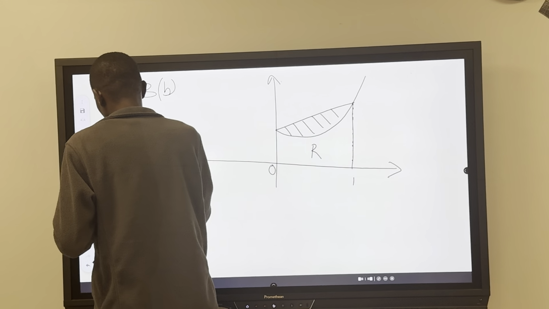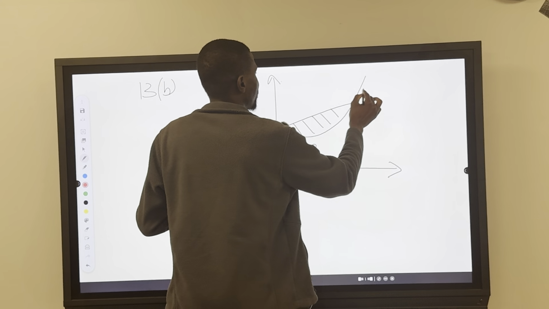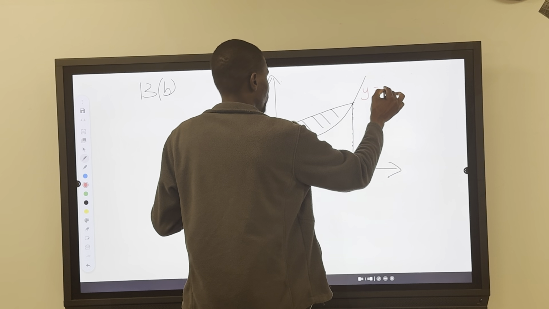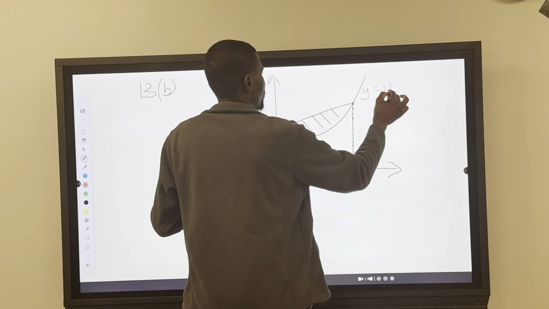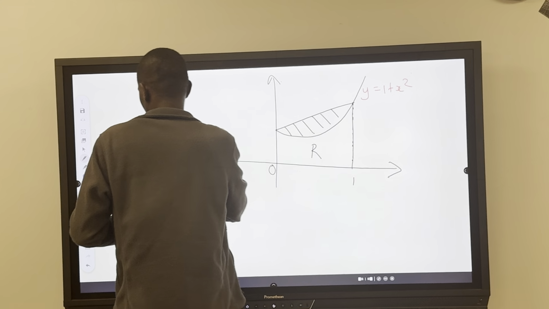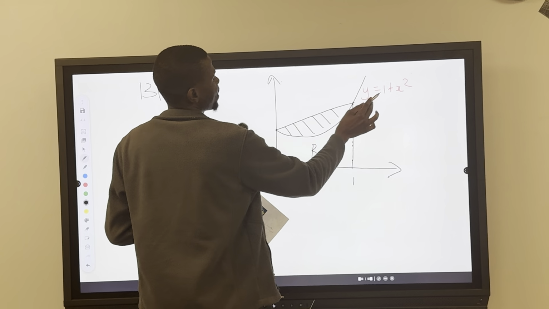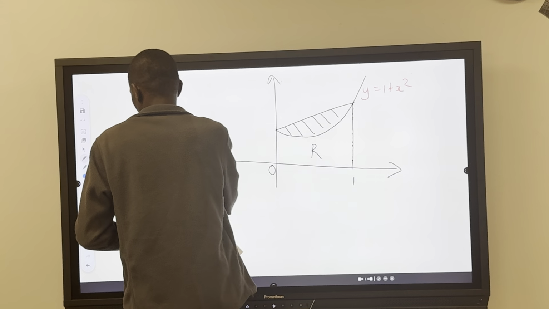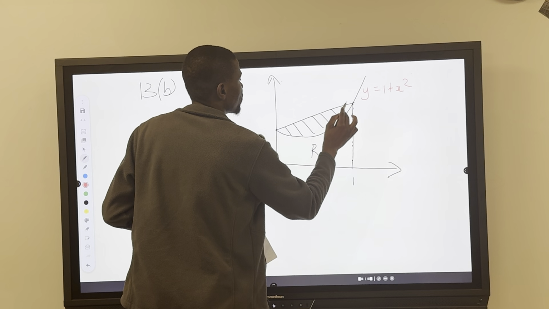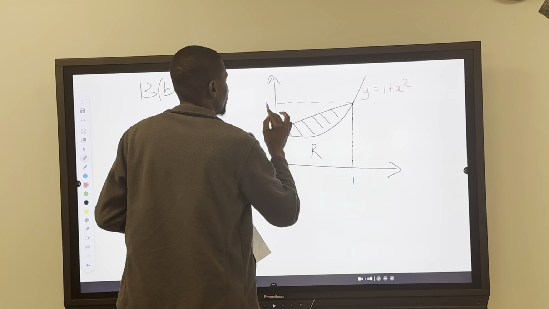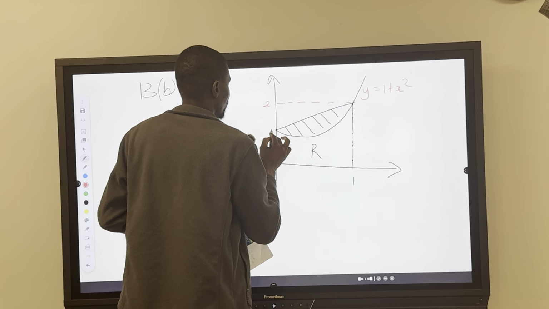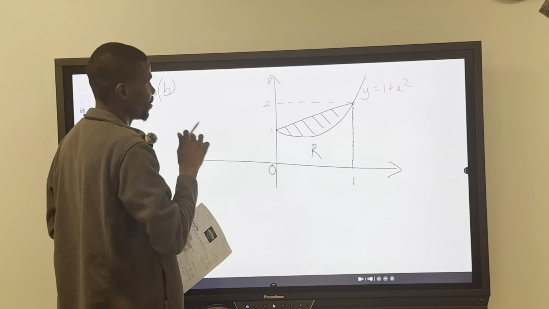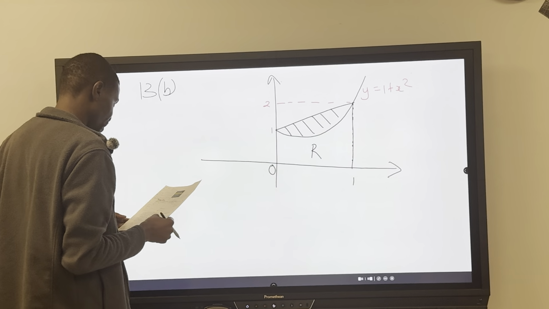So we are told that the equation is y equal to 1 plus x squared. All right, so we use that information: when x is 1, y is 2. So here we know it is 2, so let me put 2. Then when x is 0, y is 1. I think we now have all the information that we need.